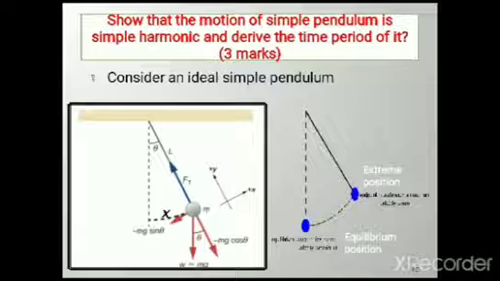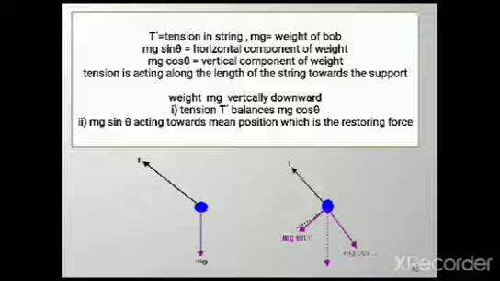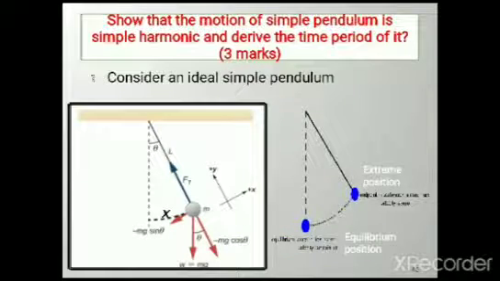So let us start with the derivation of the period of a simple pendulum. Consider an ideal simple pendulum. Let T dash be the tension in the string, m is the mass of the bob. Hence the forces acting on the bob are, as you can see in the diagram, mg, a force acting in the downward direction, and T dash, the tension in the string, which is acting along the thread towards the fixed rigid support.